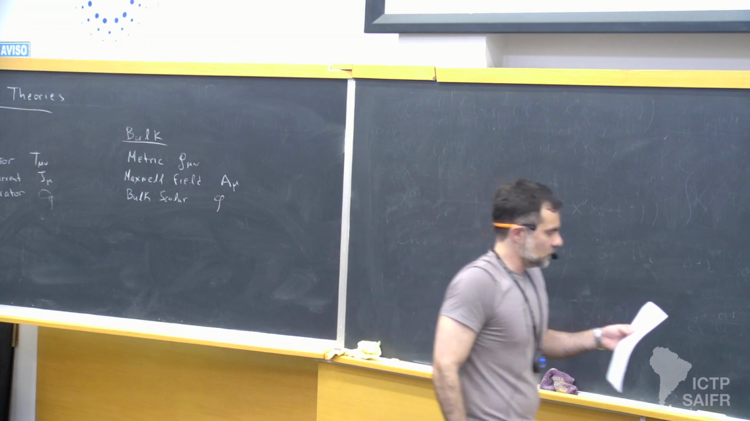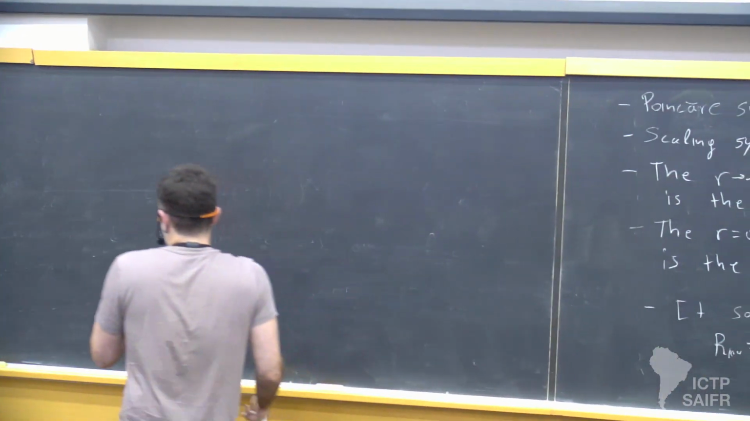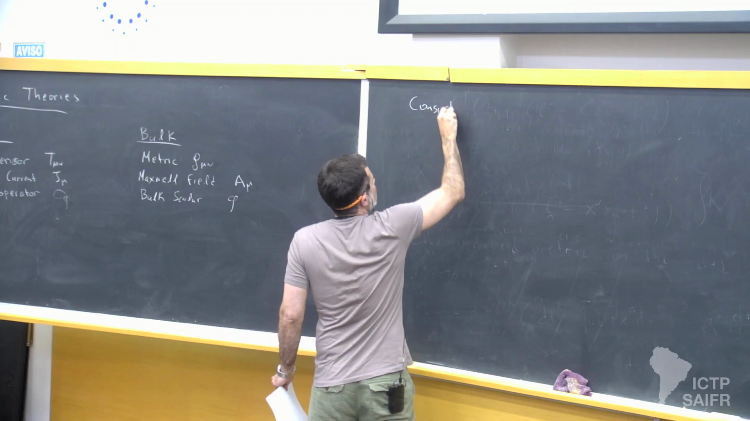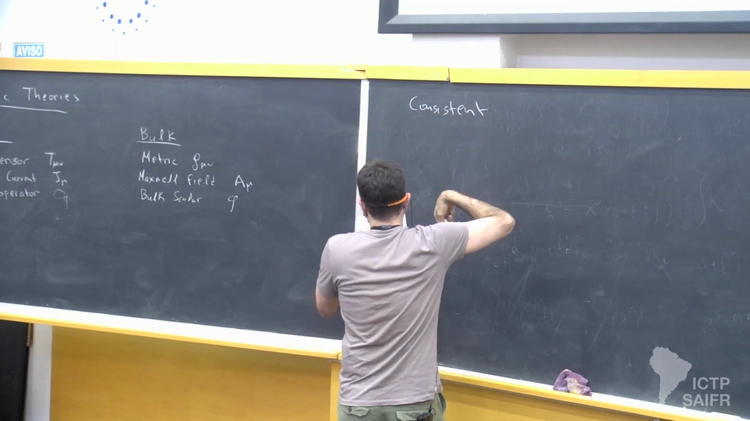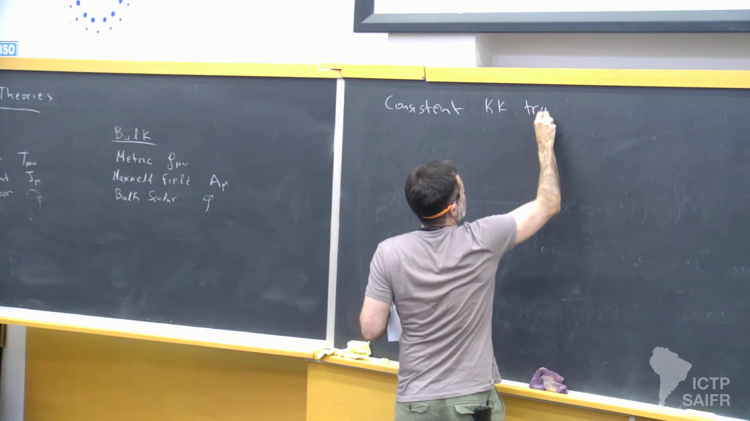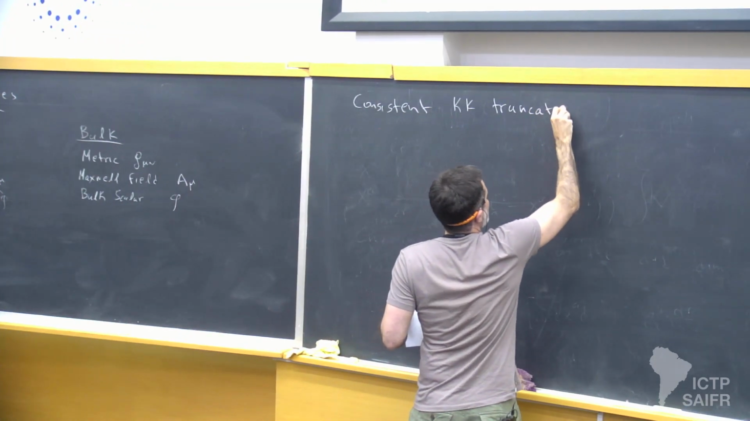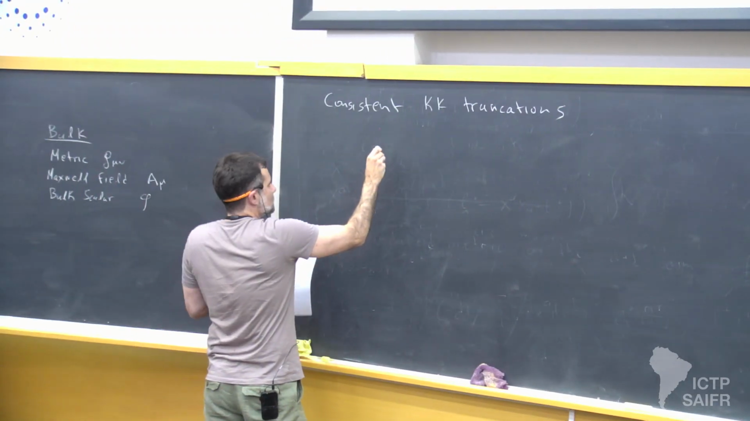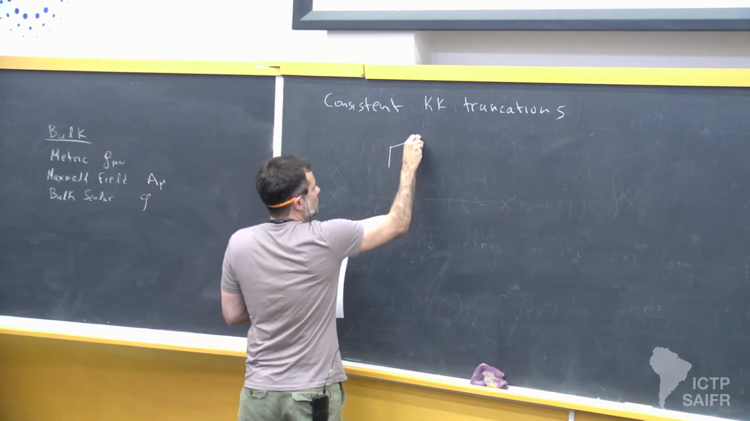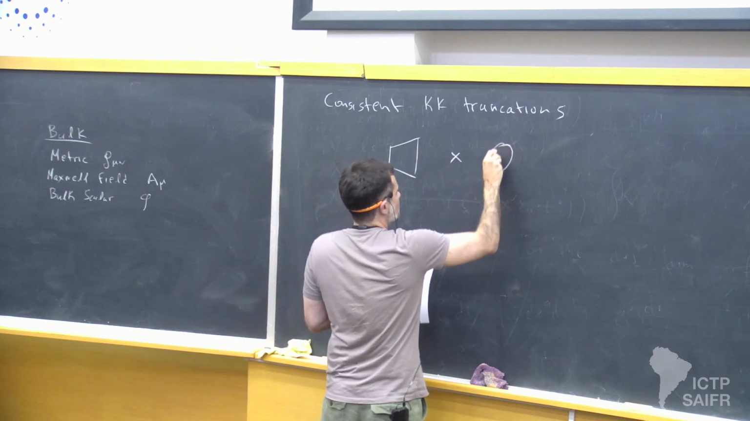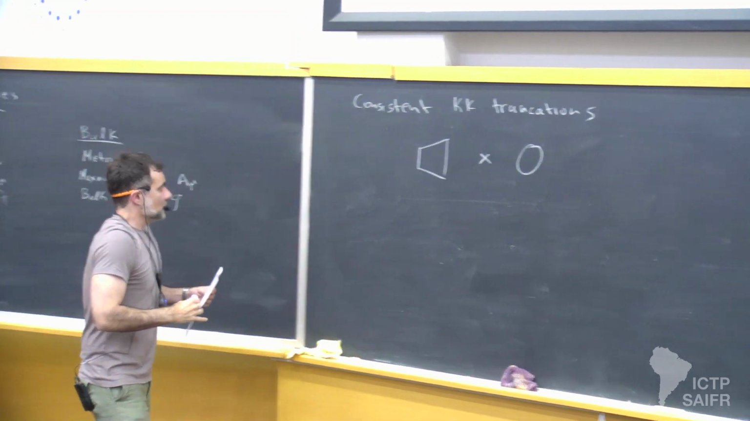And that brings me to saying a few things about consistent Kaluza-Klein truncations. So let's say that we are either in a 10-dimensional or an 11-dimensional theory. Now, yes?